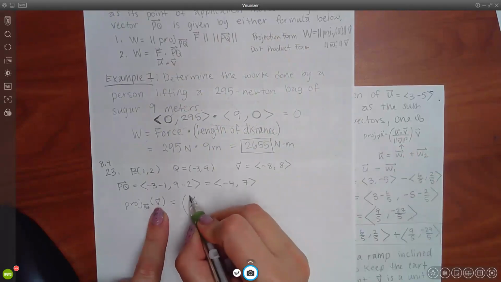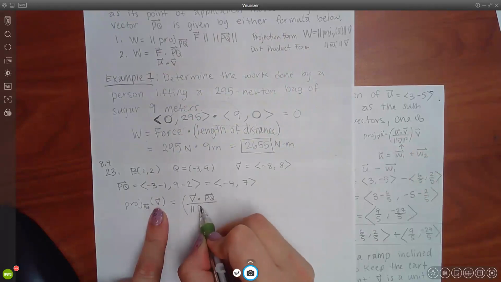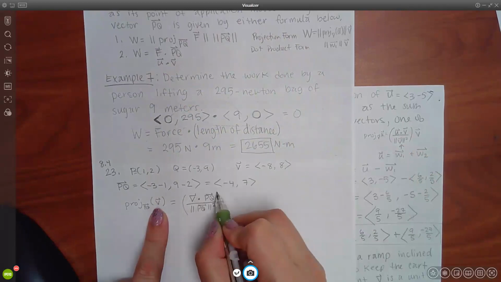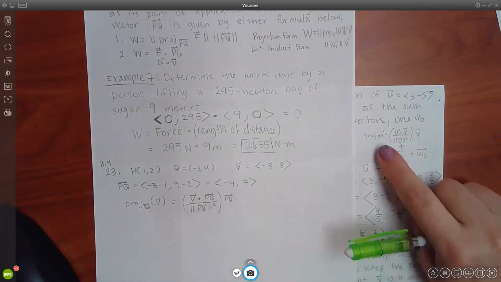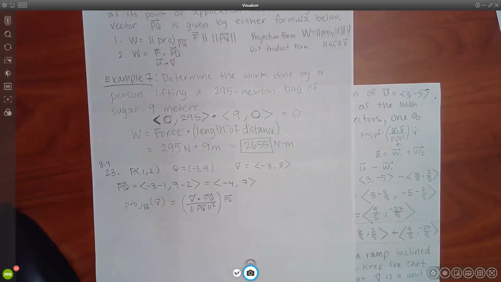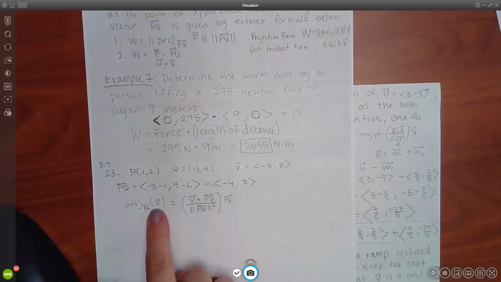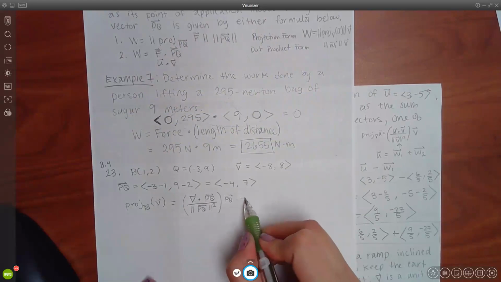So this is actually going to be the V vector dot with the PQ vector over the magnitude of the PQ vector squared, and then multiplied by the PQ vector. So I'm just replacing the values with the values that I have over here. Okay. They switched it on me. They had called this one U before, and now they're calling it V. Okay. So it's the only thing that's different on this problem. I knew they were going to do that. I was trying to mention it earlier, but I was like, maybe not, but it happened. So let's see what we get.